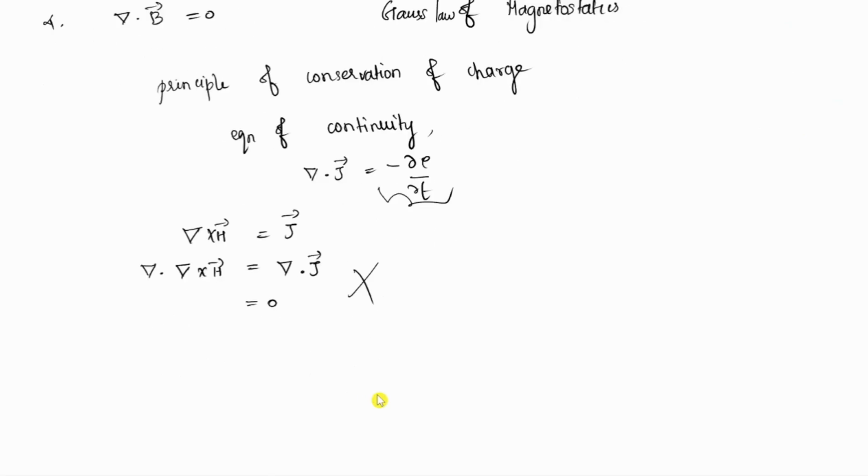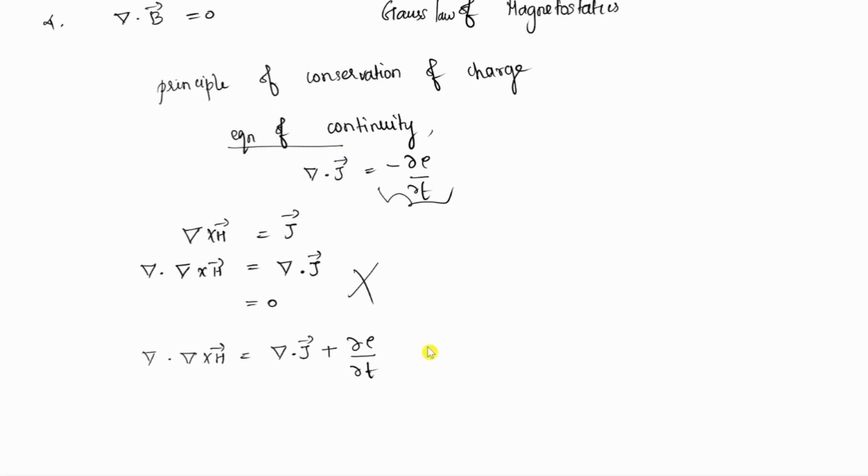So this equation does not satisfy the equation of continuity. So Maxwell added an extra term in the same equation. Let us rewrite the equation again. That is del dot del cross H is equal to del dot J. In this equation he added an extra term, plus dou rho by dou t, in order to make this equation satisfy the equation of continuity.